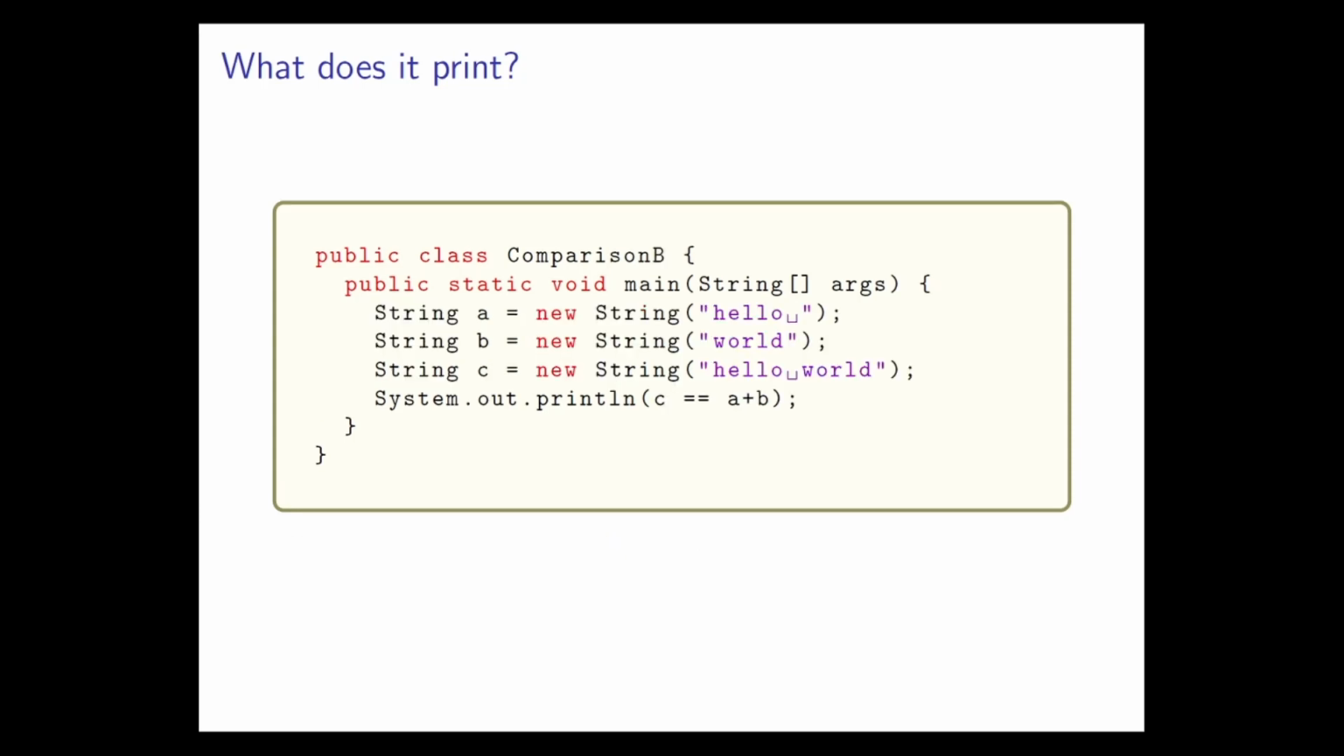Now what about this one? This time we're comparing strings. We're comparing one string, C, with another string, which is given by A plus B. A and B are other strings, and again we're using double equals. What's going to happen? It's going to print false, because in this case the things on either side of that double equals are object references, and when you compare object references with double equals, the question you're asking is, are these things the very same object? And C is not the very same object as the result of putting A and B together.